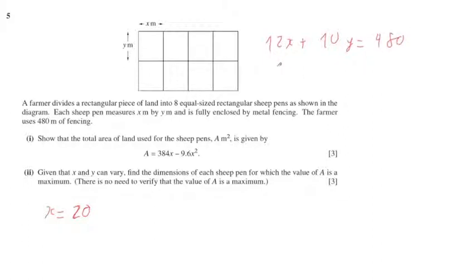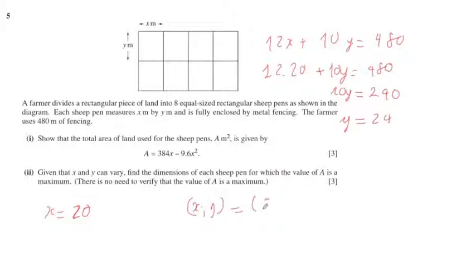So when x equals 20, substitute 20 in here, and you will find y equal to 24. So the coordinates for the maximum value of A will be x and y, with the value for x 20 and the value for y 24.